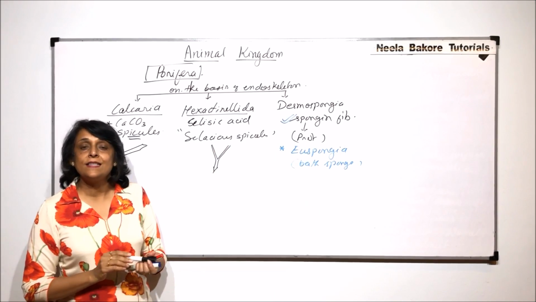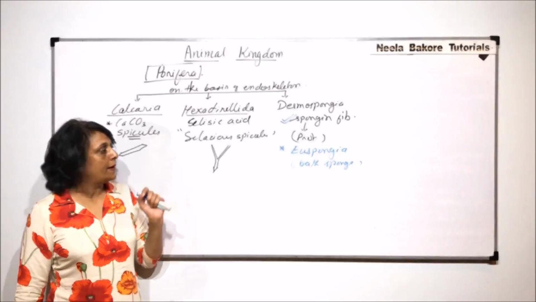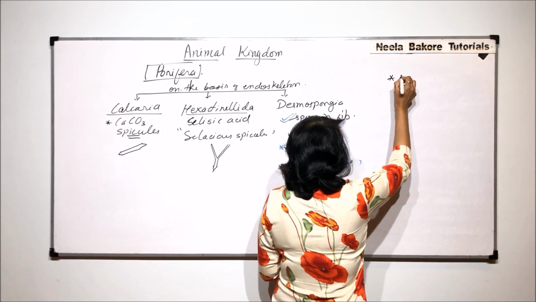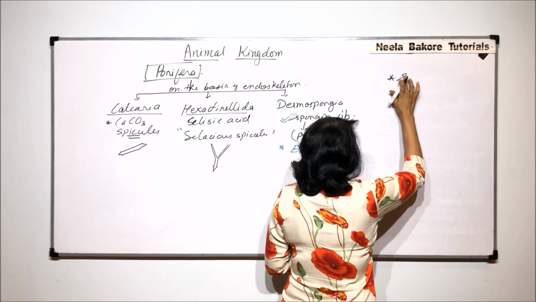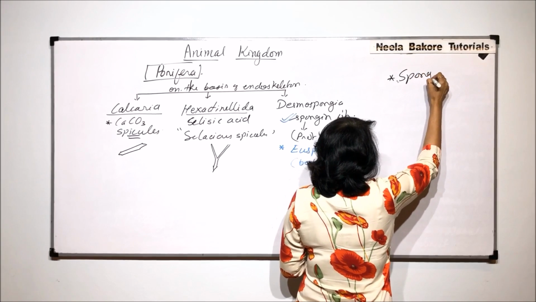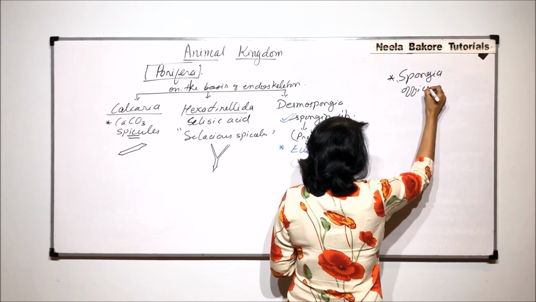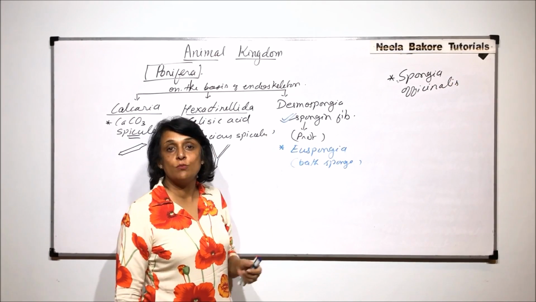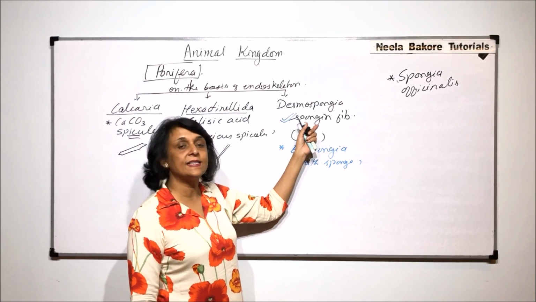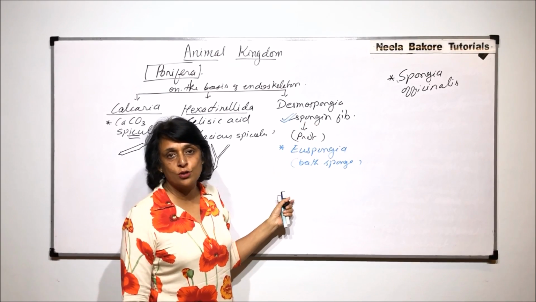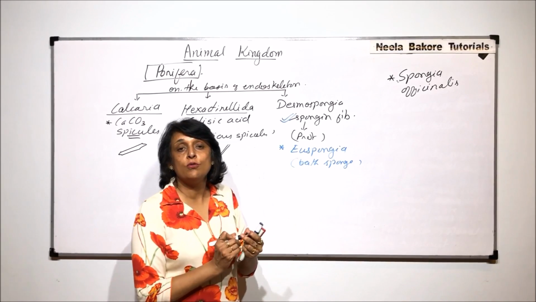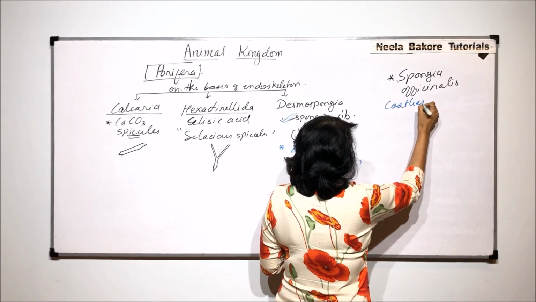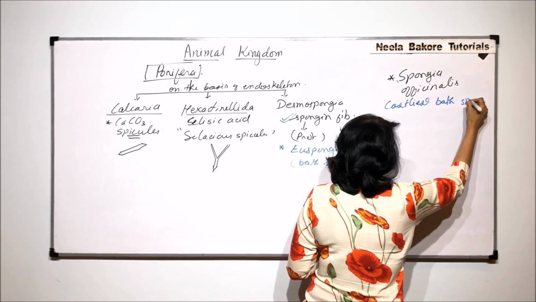So this is how we classify this phylum Porifera. Let us talk about some special sponges. The first one that we are writing here is Spongia officinalis. This sponge also belongs to the class Demospongia, and the reason is it has the spongin fibers as the endoskeletal structure, and so we are using it as bath sponge again. And this is the costliest bath sponge.